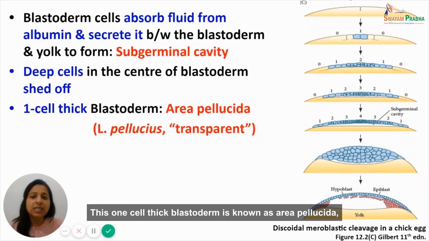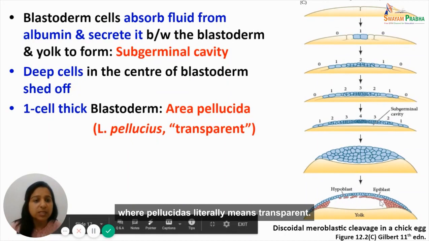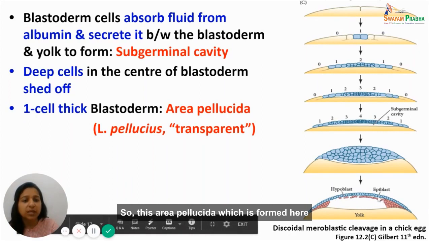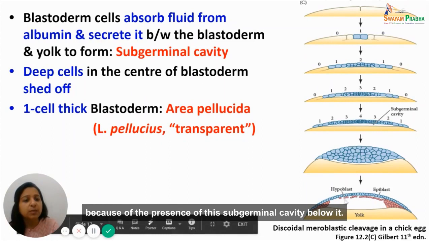This one cell thick blastoderm is known as the area pellucida, where pellucidus literally means transparent. So this area pellucida, which is formed here, is also quite translucent in nature because of the presence of this subgerminal cavity below it.